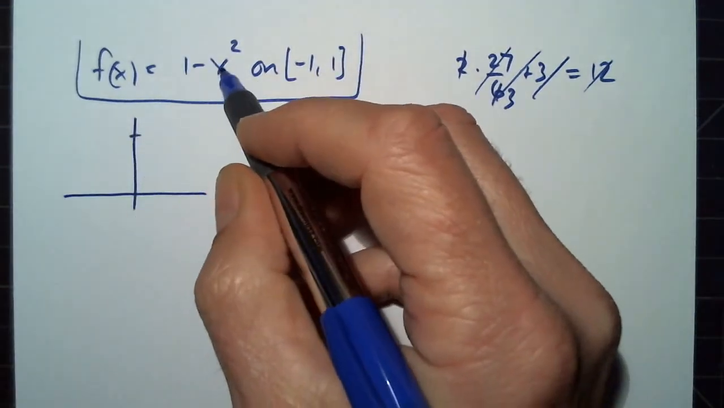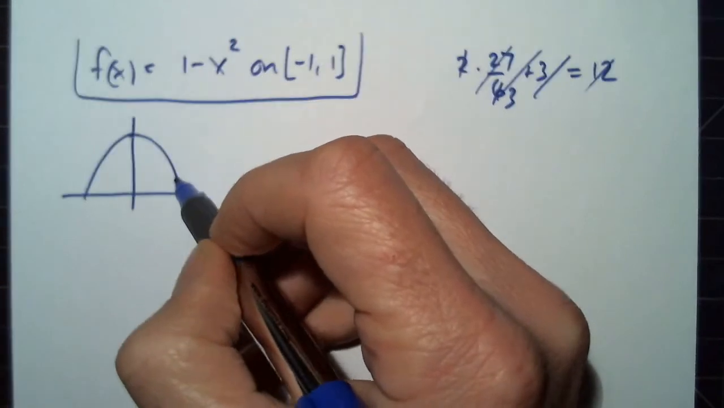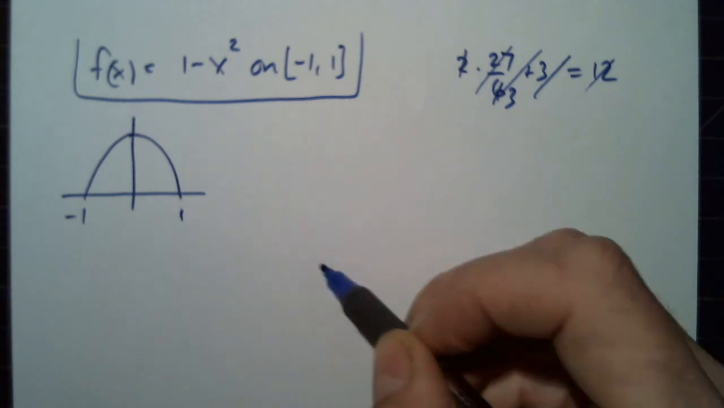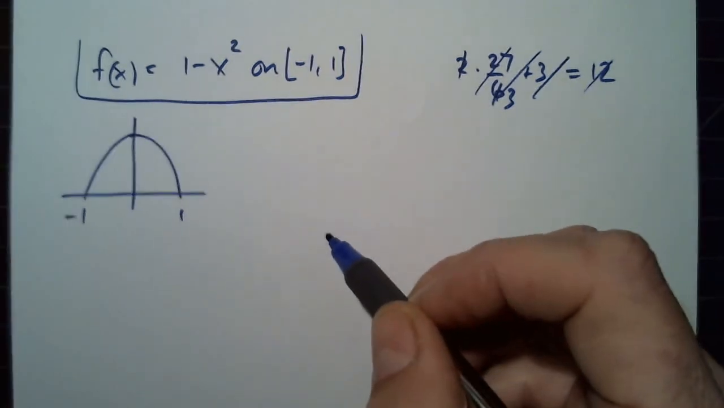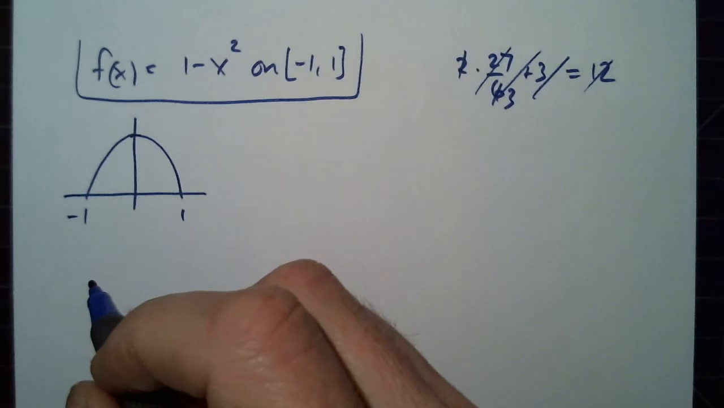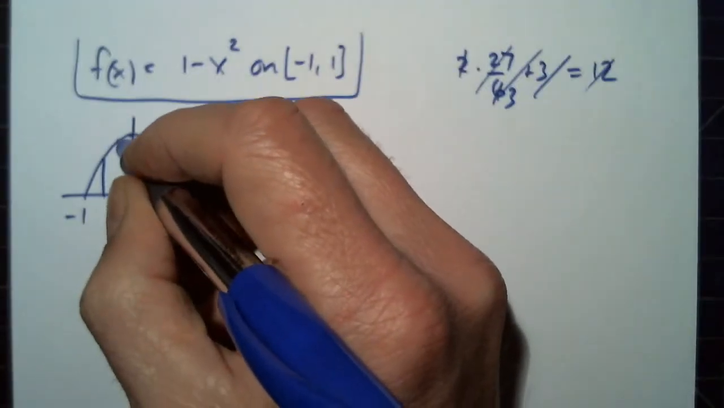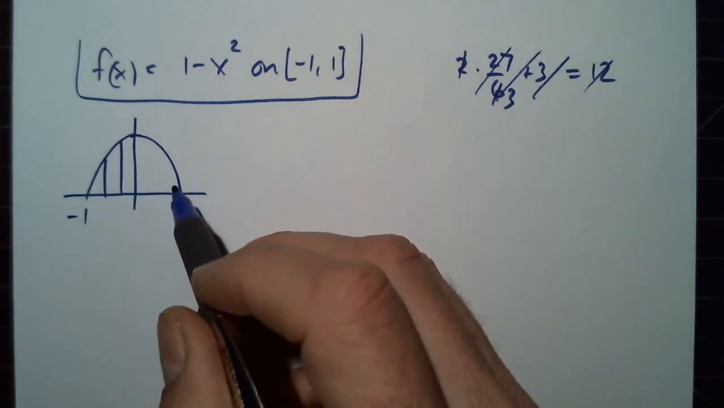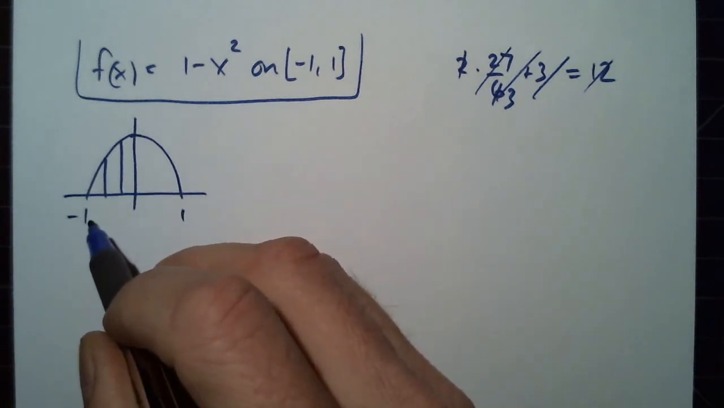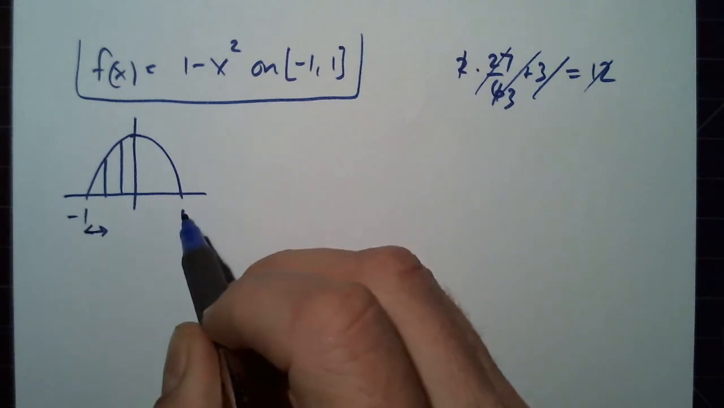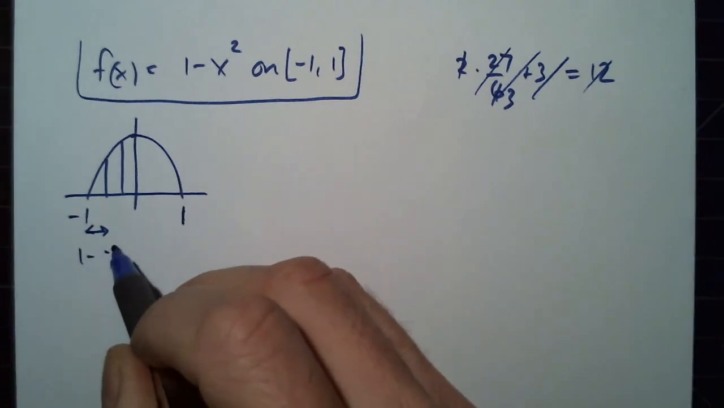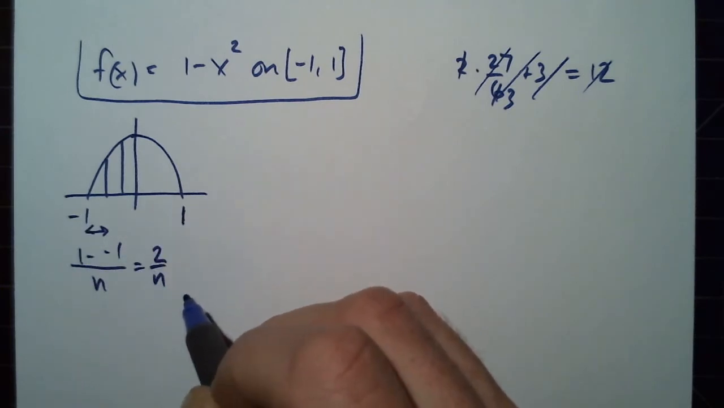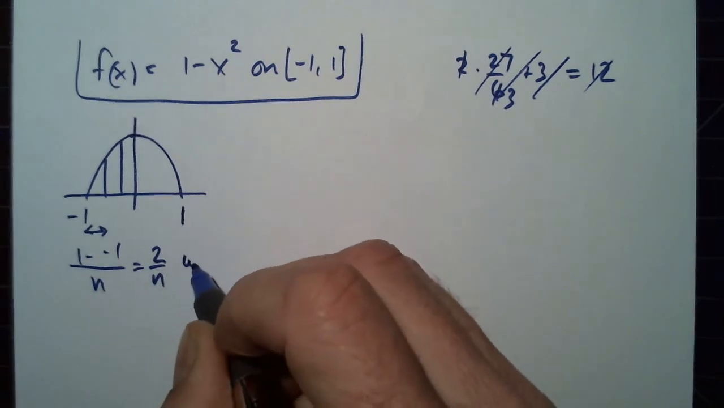Shift it up 1, and it's a negative x squared. So we have that graph starting, and we know that it's going from -1 to 1. We need to find the width of a rectangle. So if we're going to make these rectangles, how many rectangles are there? We're going to have n rectangles, and the width is going to be right minus left, 1 minus (-1), divided by n. So we have 2 over n is the width of a rectangle.